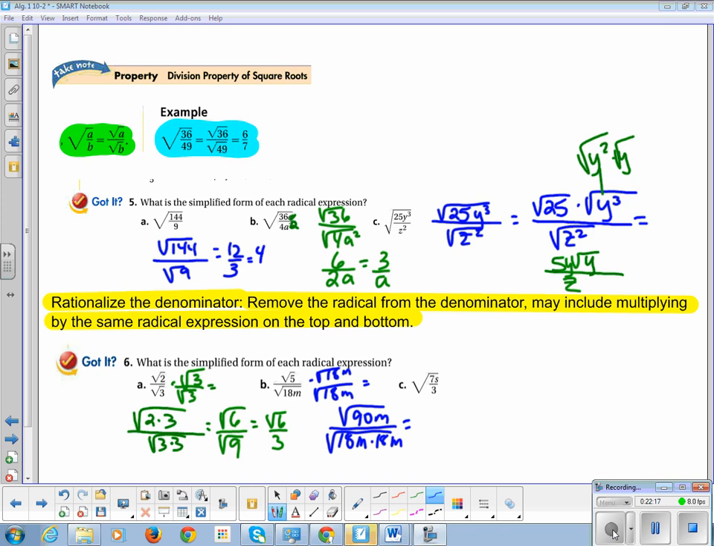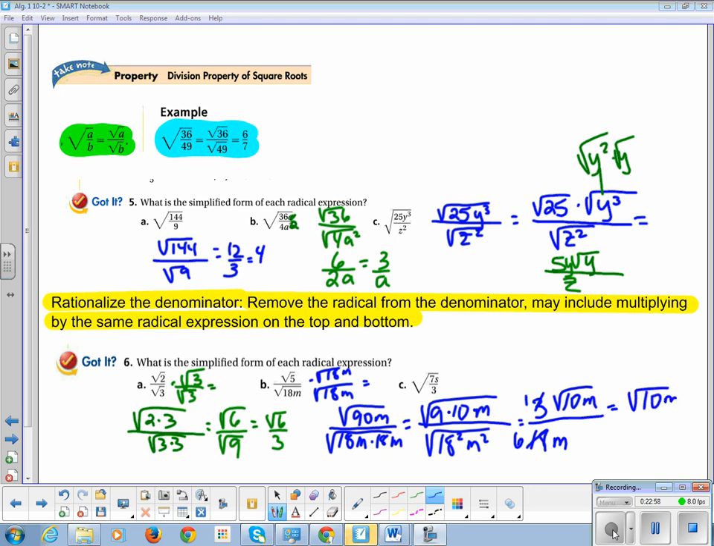90 is 9 times 10. And 18m times 18m, I'm pretty sure that's 18 squared times m squared. The square root of 18 squared is 18. The square root of m squared is m. The square root of 9 is 3. And then 10m is here. 3 goes into 18 6 times. 3 goes into 3 1 time. The square root of 10m over 6m.